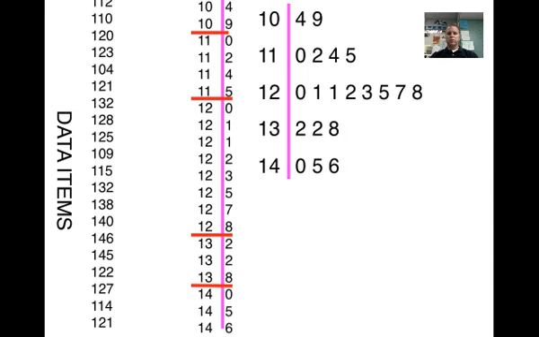For the hundreds, we'd have 4 and 9. For the 110s, 0, 2, 4, and 5. For the 120s, 0, 1, 1, 2, 3, 4, 5, 7, 8. For the 130s, 2, 2, 8. For the 140s, 0, 5, 6.